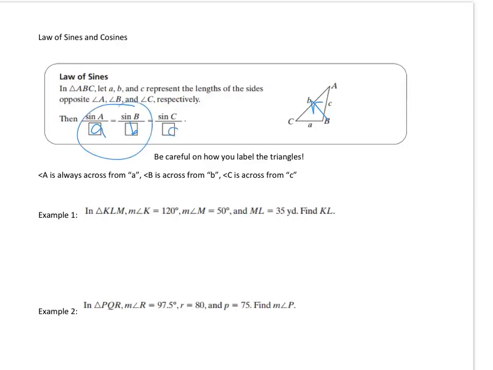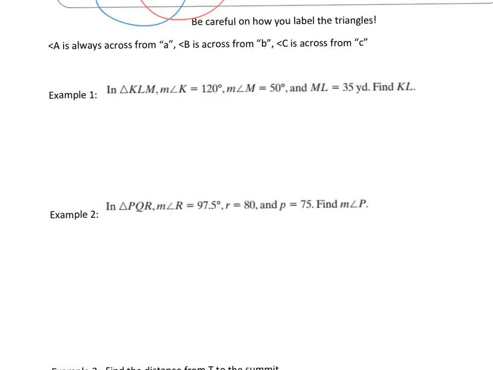So you can break apart any of these. You can use these two as a proportion. So angle A is always across from side A. Angle B is across from side B. Angle C is across from side C. So you have to carefully draw your triangles.